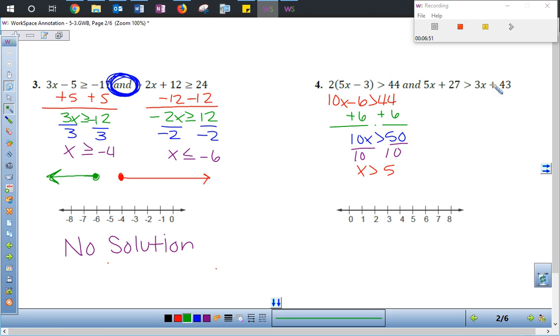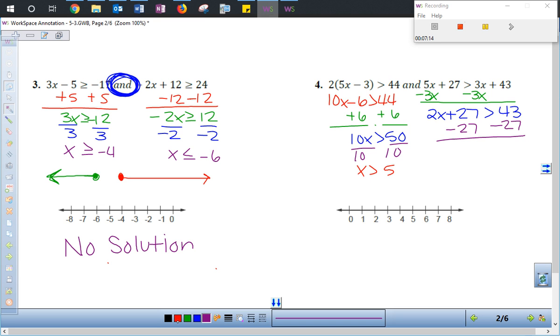Now, my second guy, remember we want all of our variables on the left side and all of our constants on the right side. So I'm going to subtract 3x from each side to move the variables to the left side. And I'm going to be left with 2x plus 27 is greater than 43. Then I can subtract 27 from each side. And I'm going to be left with 2x is greater than, now 43 minus 27 is going to give me 16. Divide each term by 2, and we're going to have x is greater than 8.